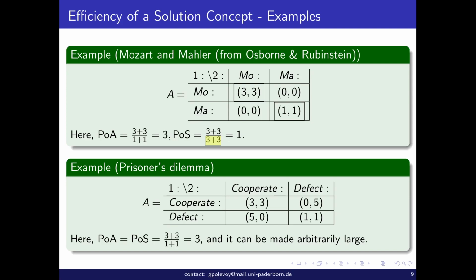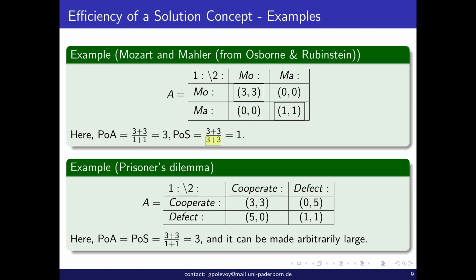So this price of anarchy tells us that, first of all, in any Nash equilibrium, they won't be worse than 3 times from their optimum. But since they could have been optimum, and they can also be 3 times worse, it makes sense to try to coordinate. That's what we have when we see a difference between the price of anarchy and the price of stability.